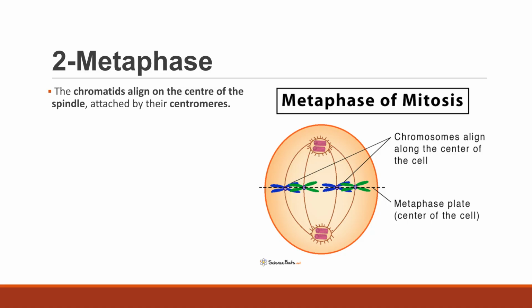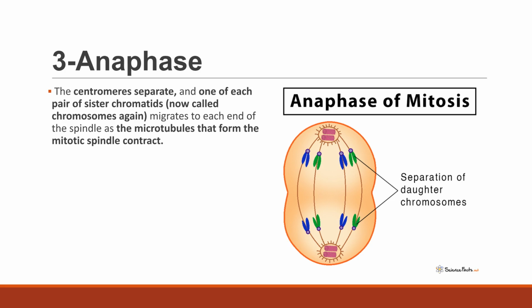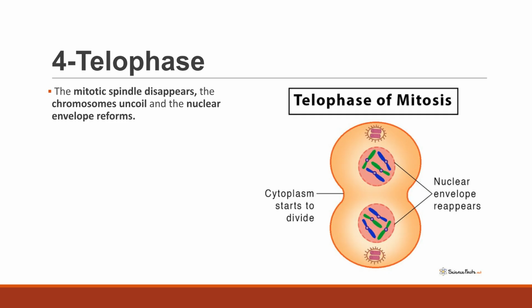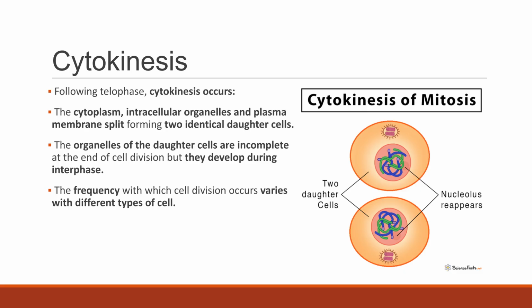In metaphase, the chromatids align on the center of the spindle, attached by their centromeres. During anaphase, the centromeres separate. One of each pair of sister chromatids migrates to each end of the spindle as the microtubules contract. In telophase, the mitotic spindle disappears, the chromosomes uncoil, and the nuclear envelope reforms. Following telophase, cytokinesis occurs. This involves the splitting of the cytoplasm, intracellular organelles, and plasma membrane, resulting in two identical daughter cells. Organelles develop further during interphase.